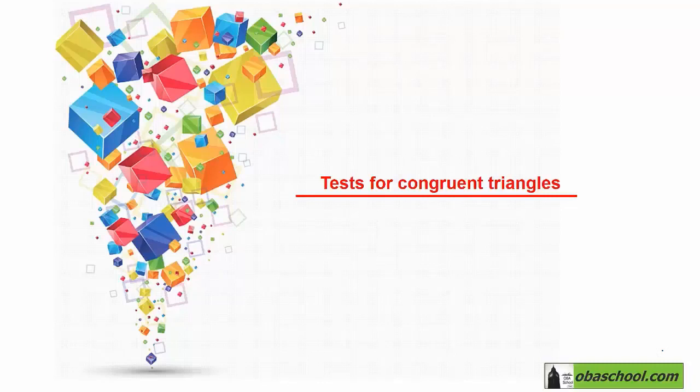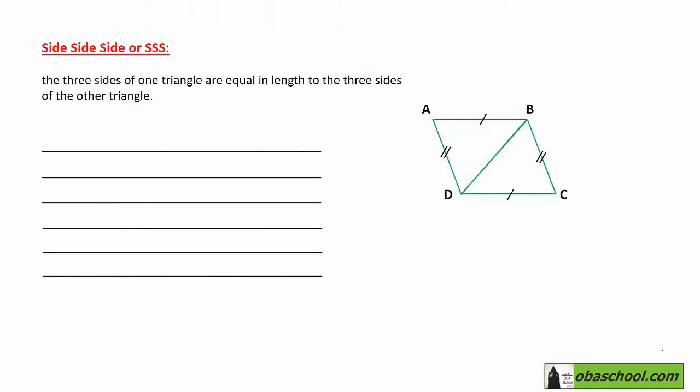In this tutorial, we're going to talk about one of the tests that we use in order to prove a pair of triangles congruent to each other. And the test is called SSS, which stands for side, side, side. Now, from the name of the test, it is through proving three sides equal to another three sides.